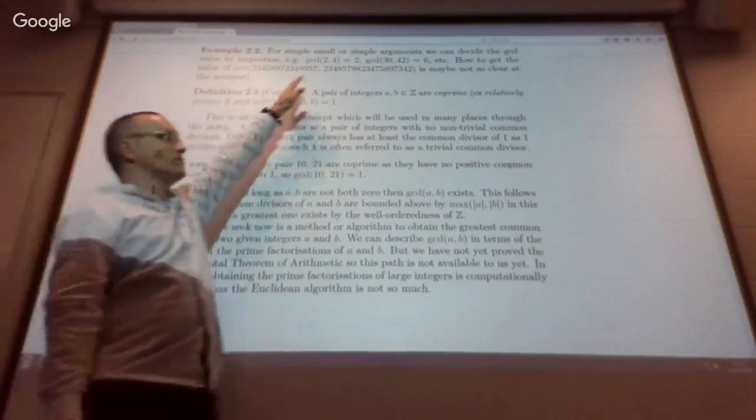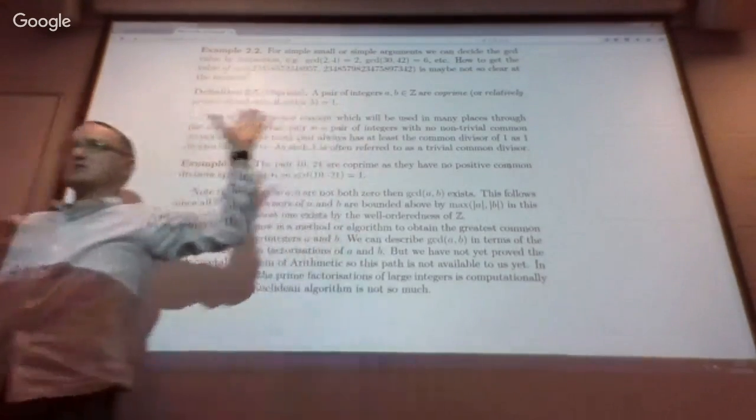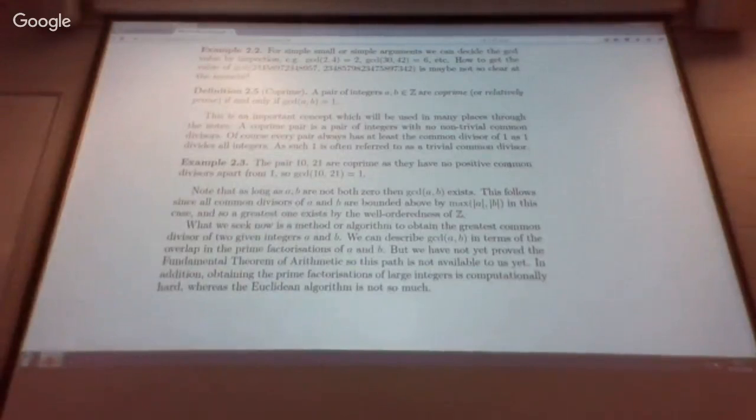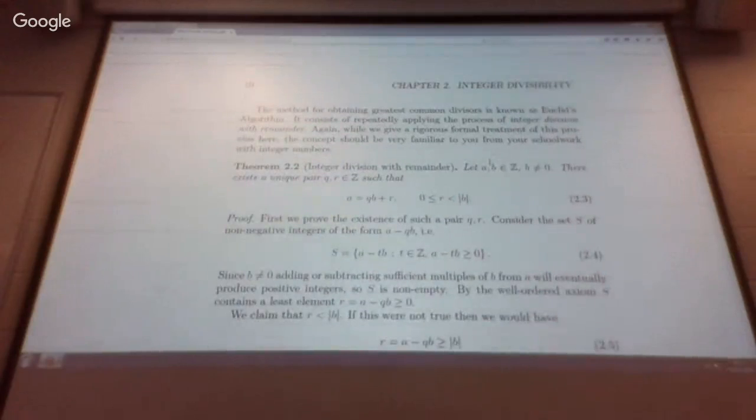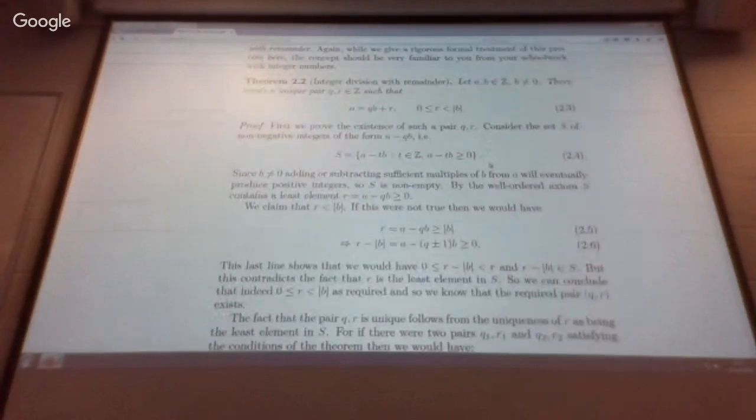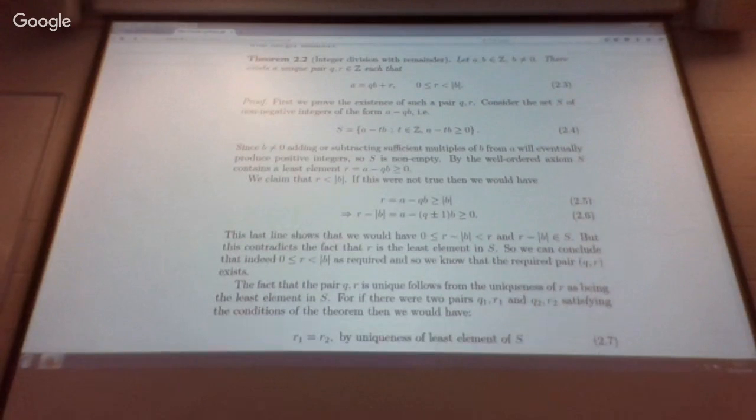I mean, who's to say there mightn't be something funny going on with large numbers so that you can have a couple of different pairs of quotient Q and remainder R? Well, based on the axioms that we've laid down for the integers, the proof of this theorem rules that out. So there will always only be one quotient Q and one remainder R. The proof is there in detail. We'll just point out the main parts of it.